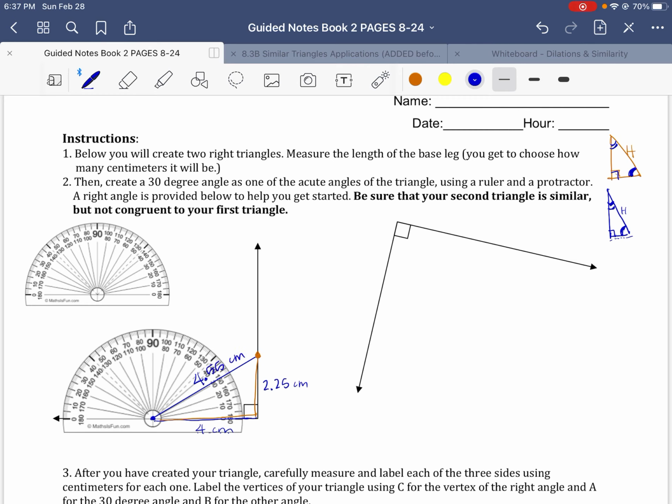So this was just me using a ruler. It asks us in step 3 to label the 30-degree angle as A, the other one is B, and the right angle as C. And we could do the same thing again. I'm just going to show you again one more time.